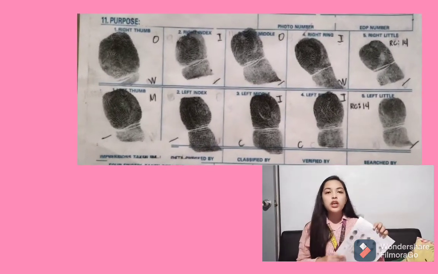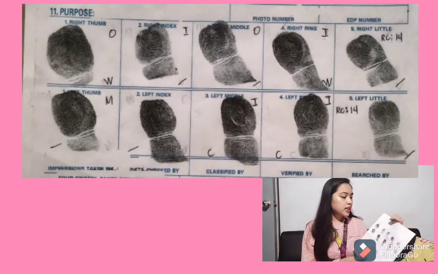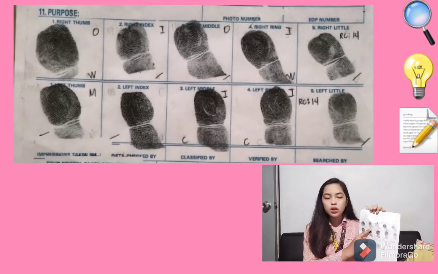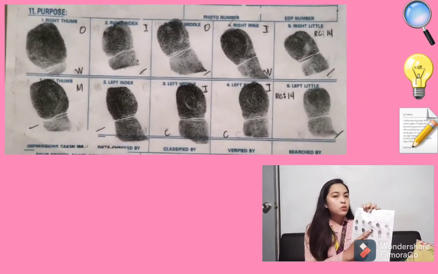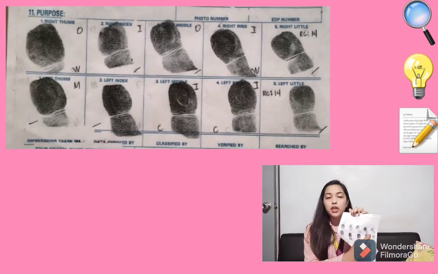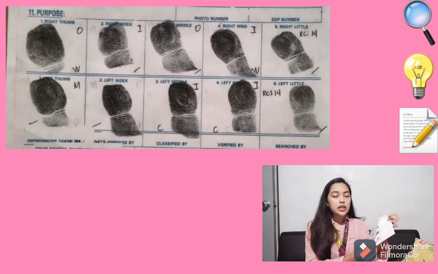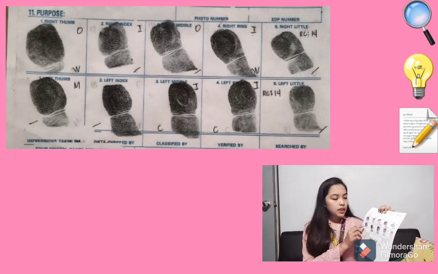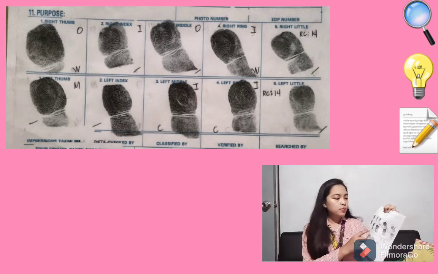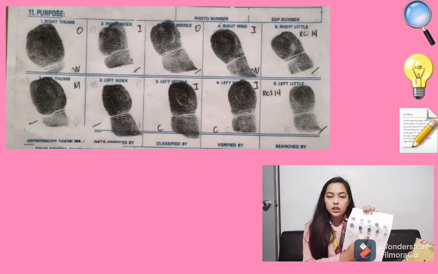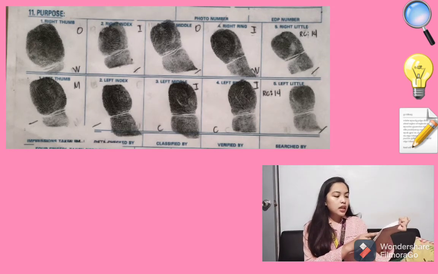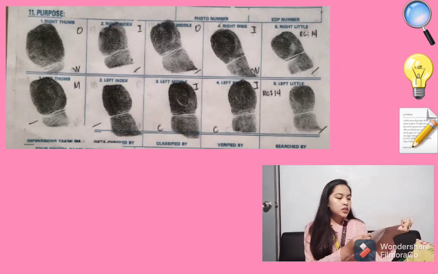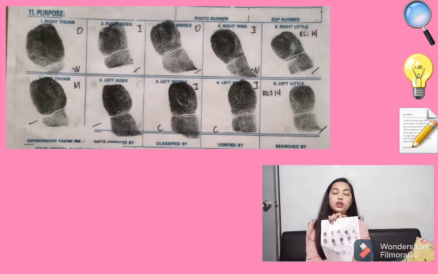And by the use of a magnifying glass, we are able to identify that the right thumb is a plain whorl, the right index is an ulnar loop, the right middle is also an ulnar loop, the right ring is a plain whorl, the right little is an ulnar loop, the left thumb is also an ulnar loop, the left index is also an ulnar loop. The left middle is a central pocket loop whorl. The left ring is a central pocket loop whorl. And the last one, the left little, is also an ulnar loop.